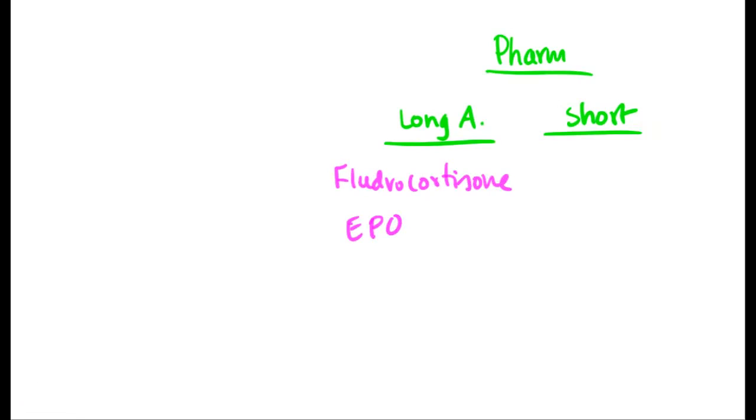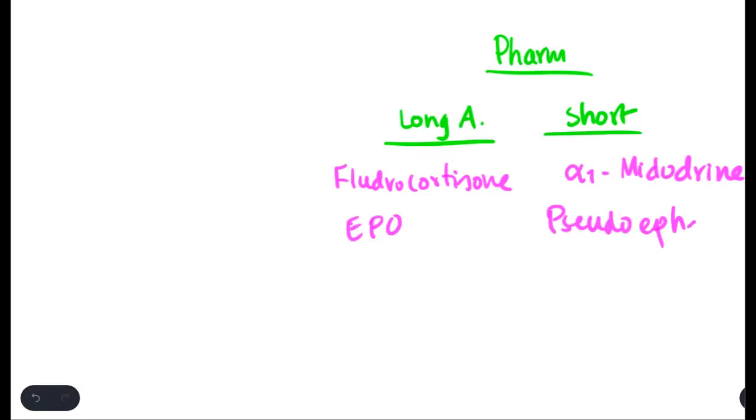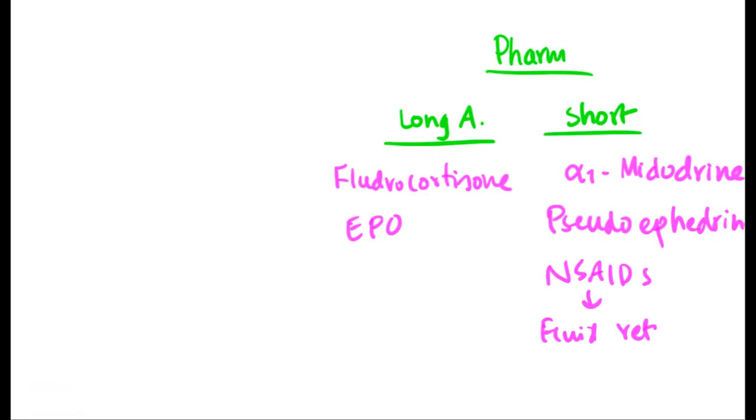The short-acting measures include alpha-1 agonists such as midodrine, sympathetic agonists such as pseudoephedrine, another vasoconstrictor, and we can also use NSAIDs because NSAIDs lead to fluid retention, and that's known to cause hypertension. This is another cause of hypertension. So here we are using this side effect as a beneficial effect because NSAIDs cause fluid retention and salt retention from the kidneys, and that's helping to maintain the volume, and that's relieving the postural hypotension.